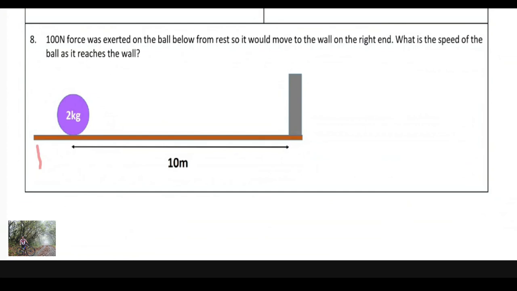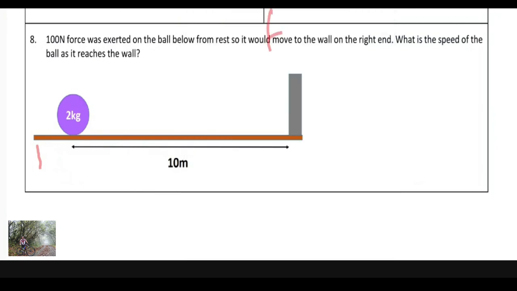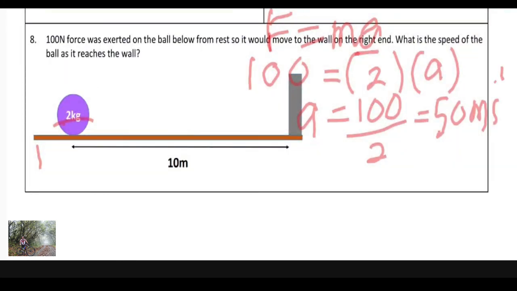When you look at here, what is the formula for force, M and A? So just take F equal to MA. Now we want to find the value of A first. Force is 100, mass 2 kg. For A, 100 over 2, so A is 50 meter per second squared. This is the first value you get, A is 50.